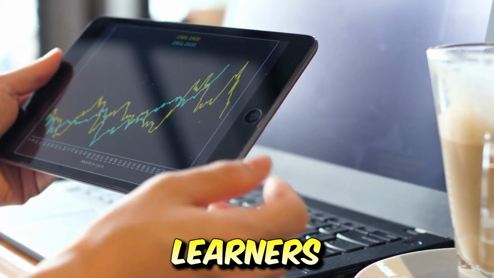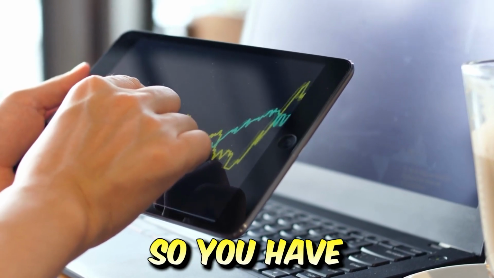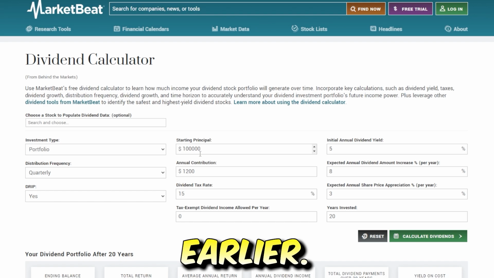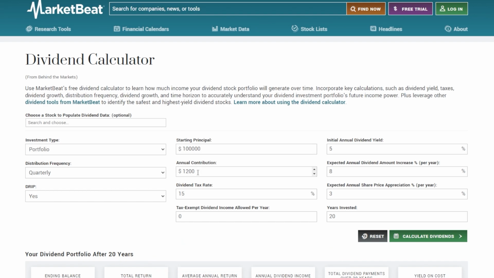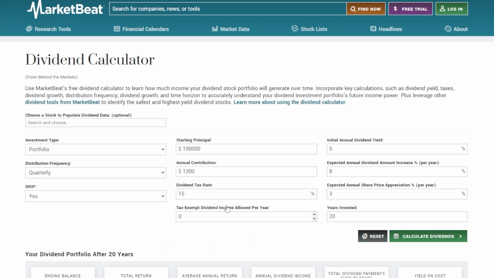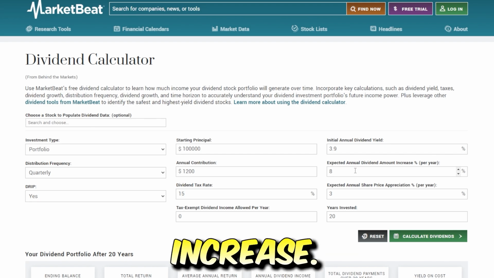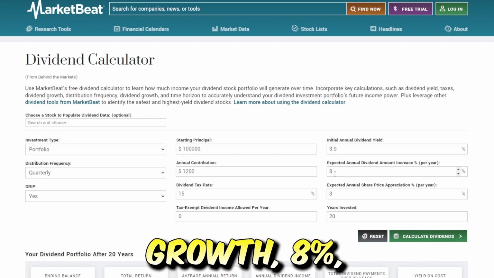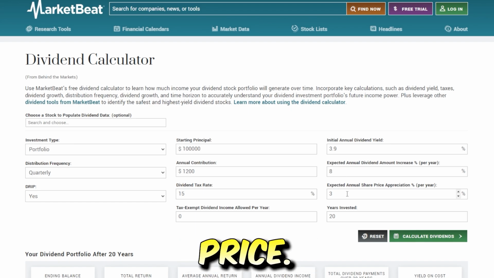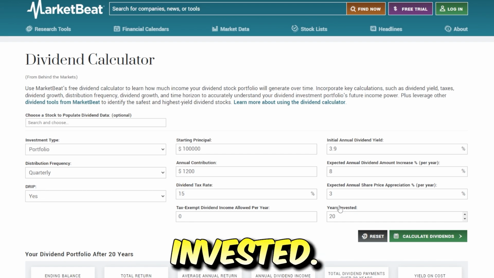Now, for the more visual learners out there, you are going to love this. Say you have $100,000 invested into something like the SCHD ETF, which we went through earlier. You then add another $1,200 per year towards more shares of SCHD. You get paid out on a quarterly frequency, and you are going to reinvest all the dividends back in. Now, on top of that, SCHD is offering a starting dividend yield of around 3.9% and an 8% expected annual dividend amount increase. So this right here is going to be your dividend growth, 8%, let's just say, for this example. Now, on top of that, a 3% expected annual share price appreciation, and then 20 years invested. Let's see what we get.